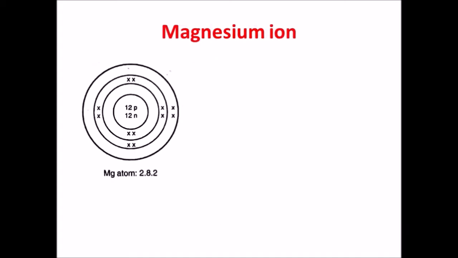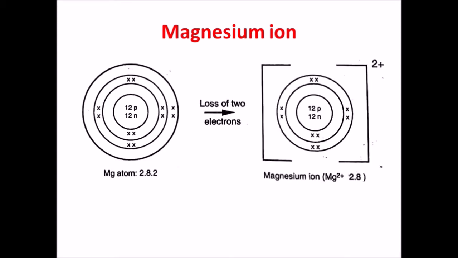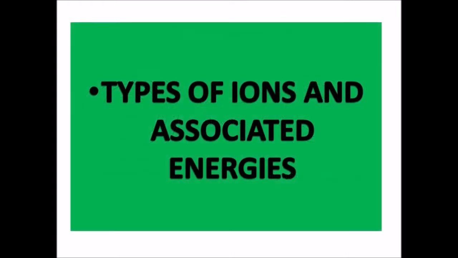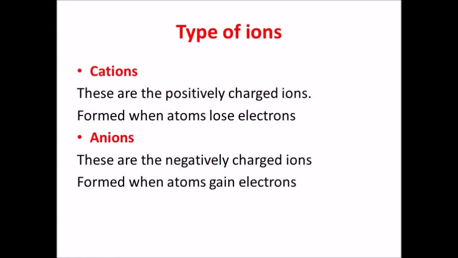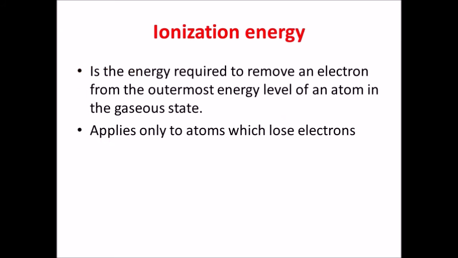Now consider the magnesium ion. So we have the magnesium atom with 2, 8, 2. It will lose 2 electrons to form a magnesium ion with 2, 8. Next is on the types of ions and the associated energies. So we have 2 types of ions. One is the cations, which are the positively charged ions formed when atoms lose electrons, and then anions, which are the negatively charged ions.